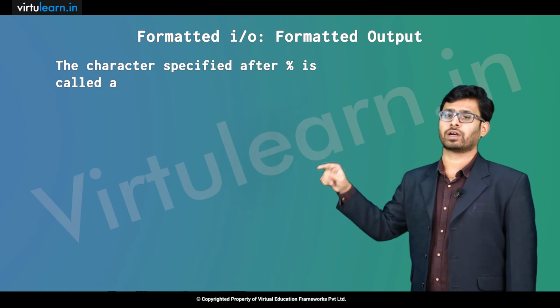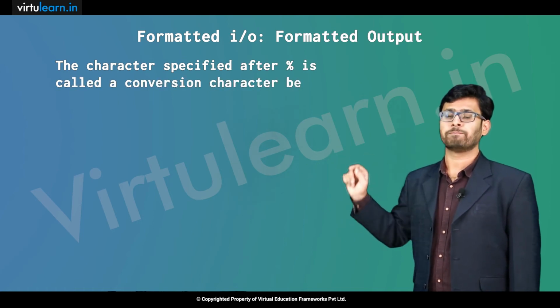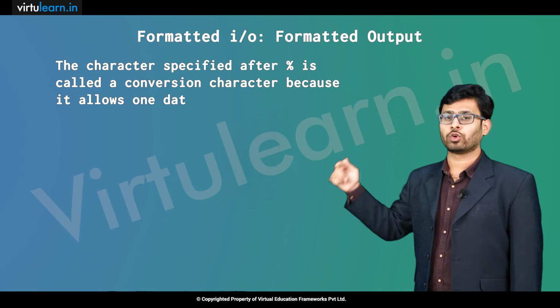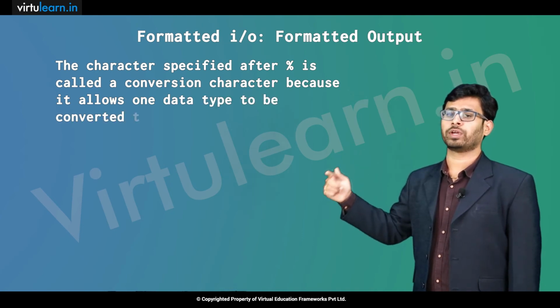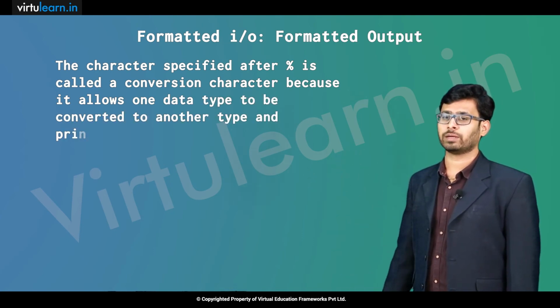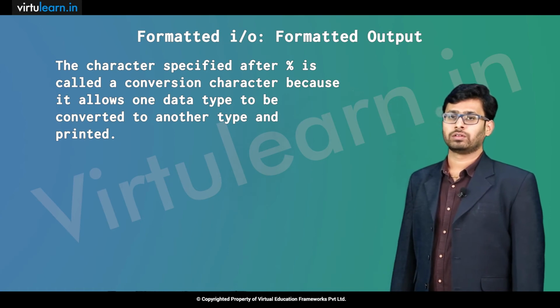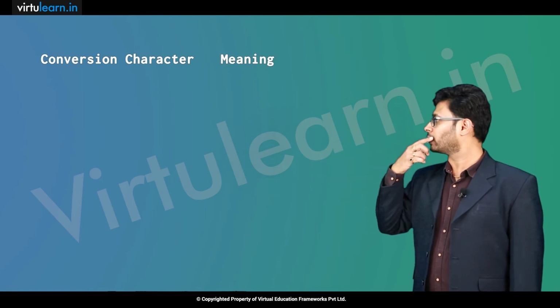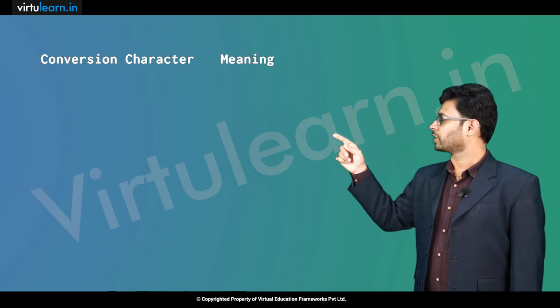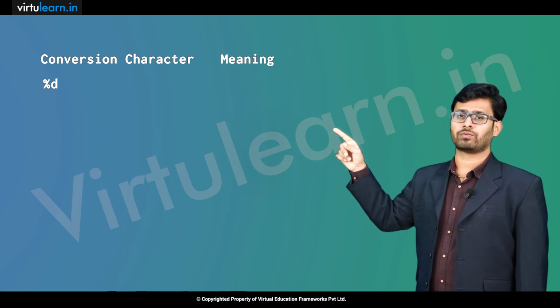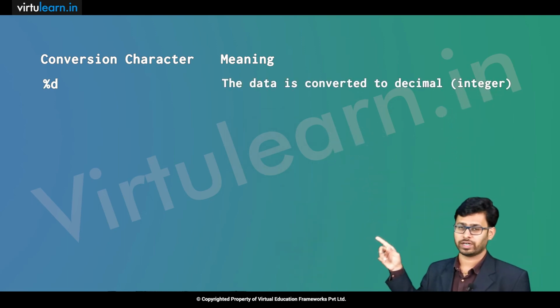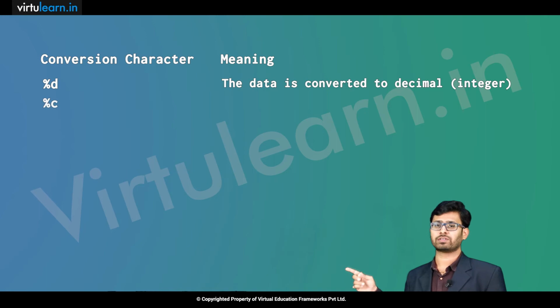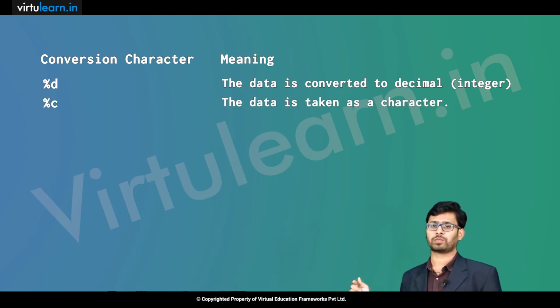So the conversion characters and the strings. Here we have %d for converting into integers, %c for character, %s for string, %f for float and %lf for double. The precision for float and double will be 6, which means after the point we are going to get 6 decimal positions.